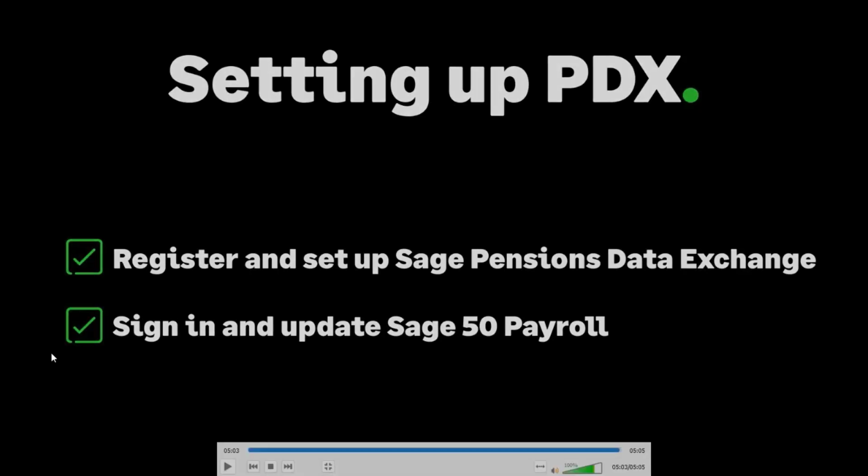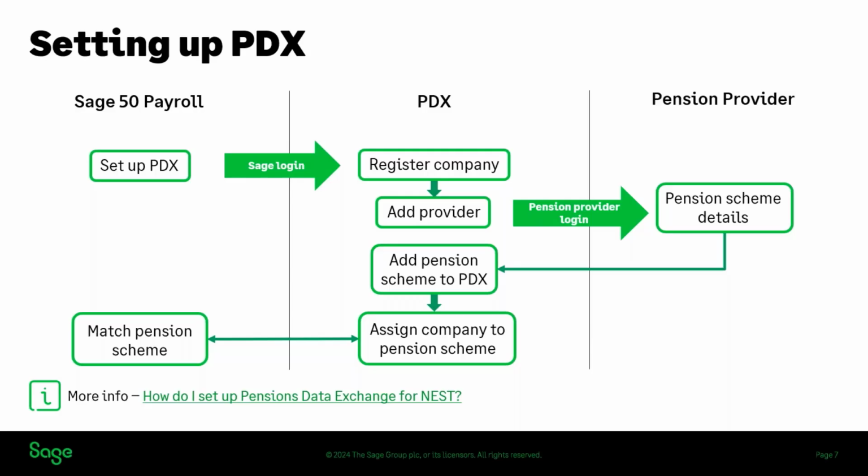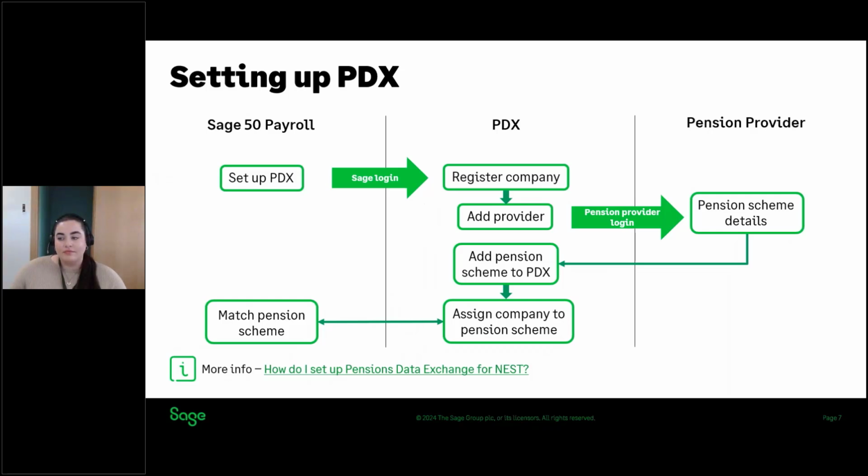Perfect, and let's bring those slides back. We will have a little bit of a recap of that process too. So just back to this flow chart now. So to set up PDX, what you're going to do is use your Sage login from Sage 50 Payroll to register the company. You're going to add your provider, and you're then going to log into your pension provider account to pull through those details back to PDX, assign a company to the pension scheme it's pulled through, and then match this back in Payroll. So all that's doing is connecting Sage 50 Payroll to your pension provider via PDX. And this chart does show both of the setup steps combined, but overall we can see how it connects to each other. But that is the end of the setup process.